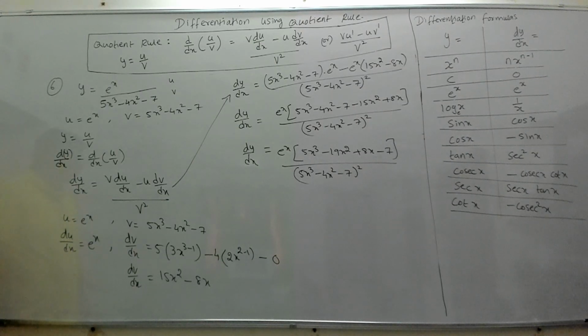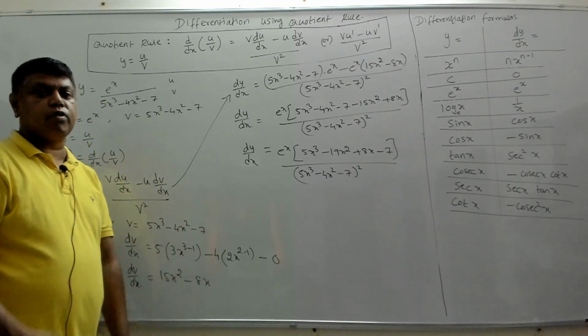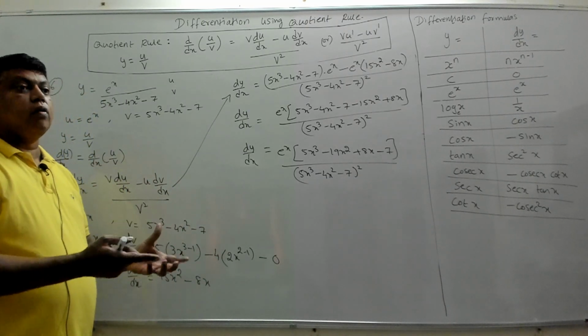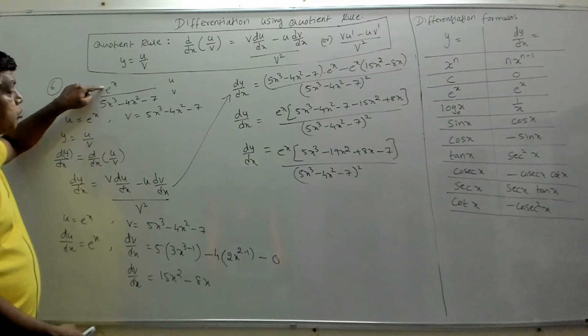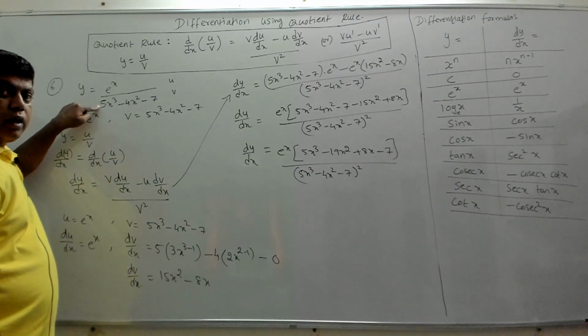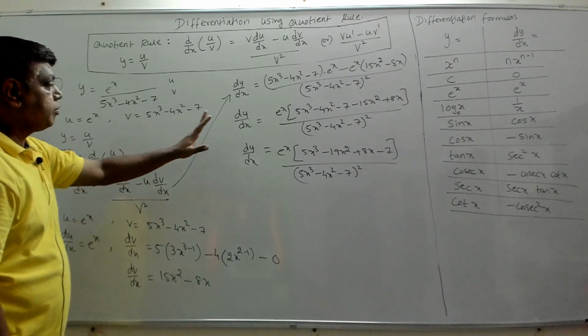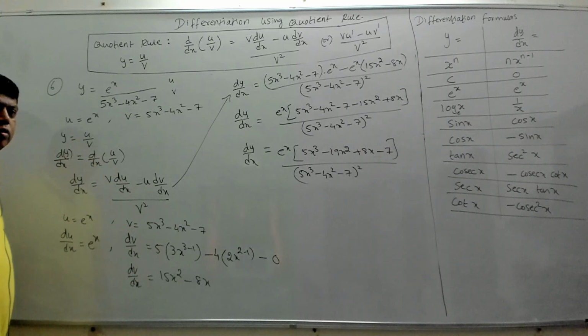So I hope you all have understood how to do differentiation using the quotient rule, and when we have to apply the quotient rule. We go for the quotient rule when we see a function having a numerator as a function of x and a denominator as a function of x. Whenever you have a numerator and denominator with functions, you have to go for the quotient rule for differentiating such functions. Fine.